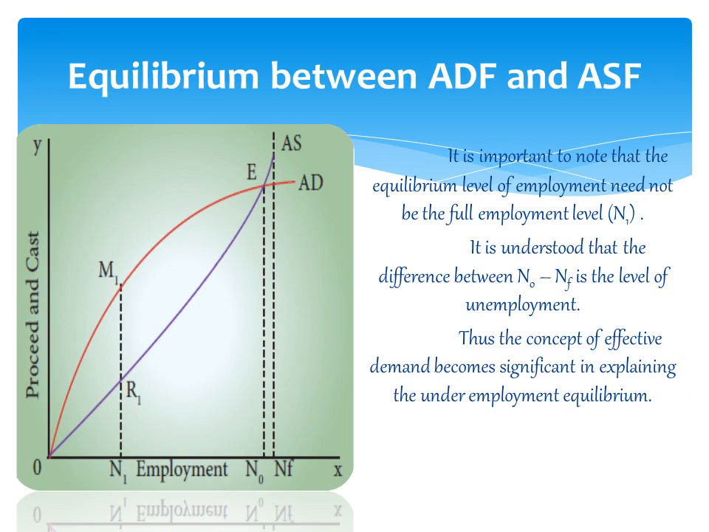It is important to note that the equilibrium level of employment need not be the full employment level NF. It is understood that the difference between N0 and NF is the level of unemployment. Thus, the concept of effective demand becomes significant in explaining the underemployment equilibrium.